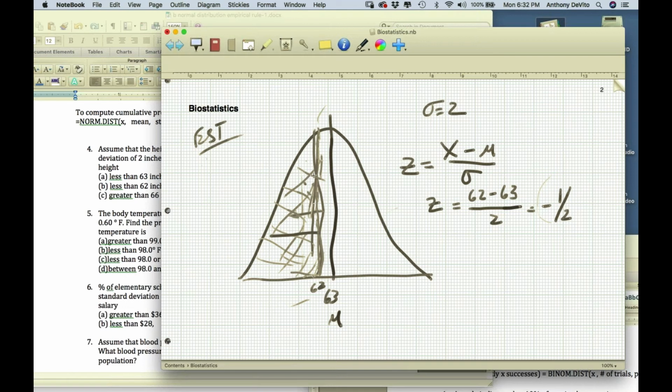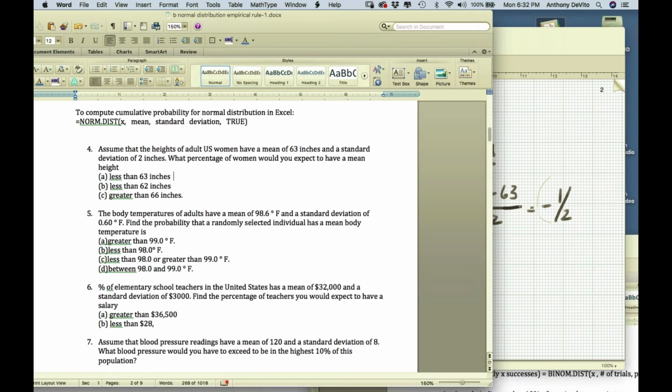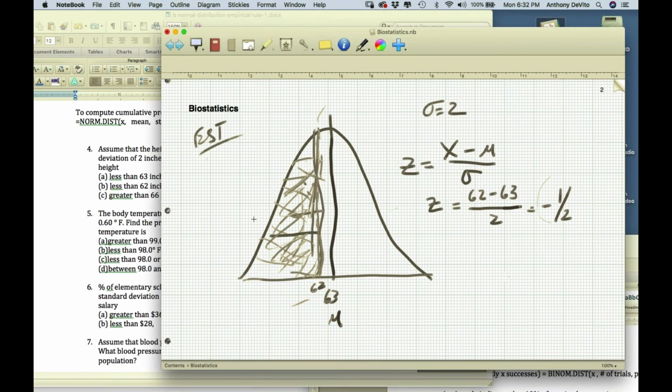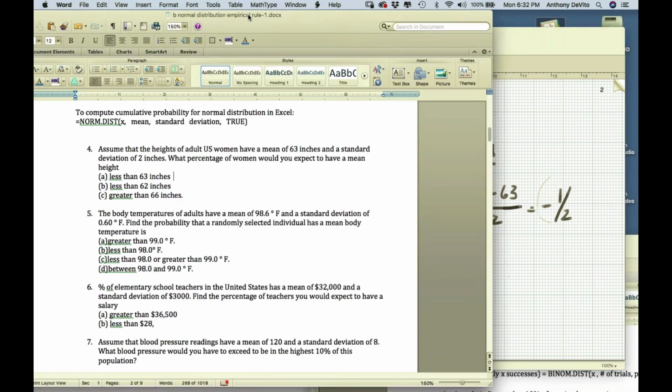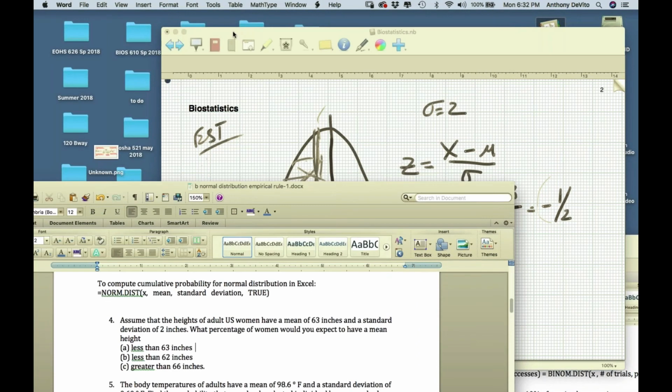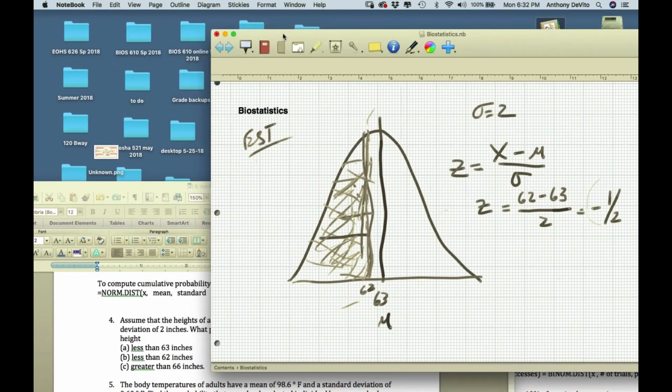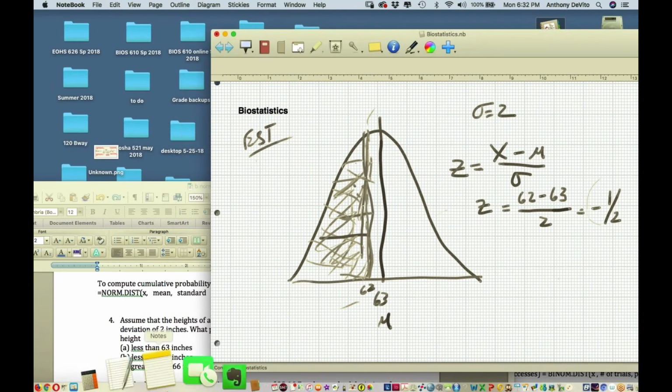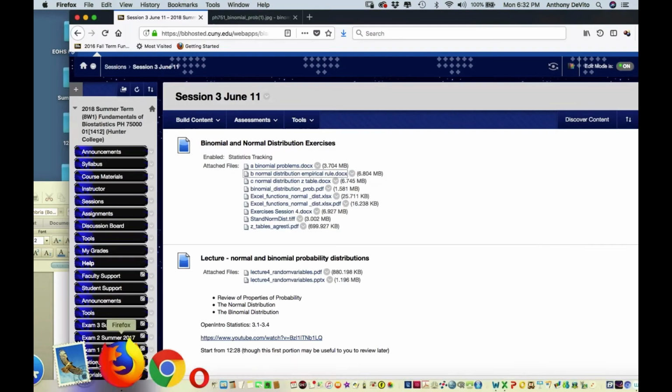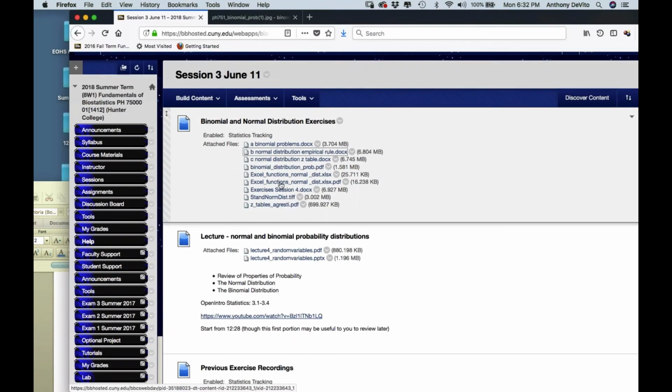Okay, so we need to know a way to calculate this area below 62, since that's what the problem is asking us. What's the probability, what percentage of women would you expect to have a height below 62 inches in this population? So we need a way to look this up. Fortunately, on Blackboard, and in your textbook and so on, we have a table you can use to do this. I'm going to go to that table right now if I can find it. Okay, here we go. So I'm going to go to the Z table.